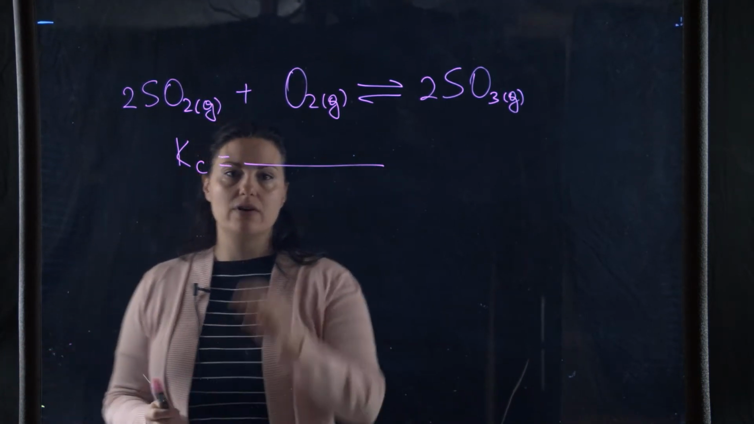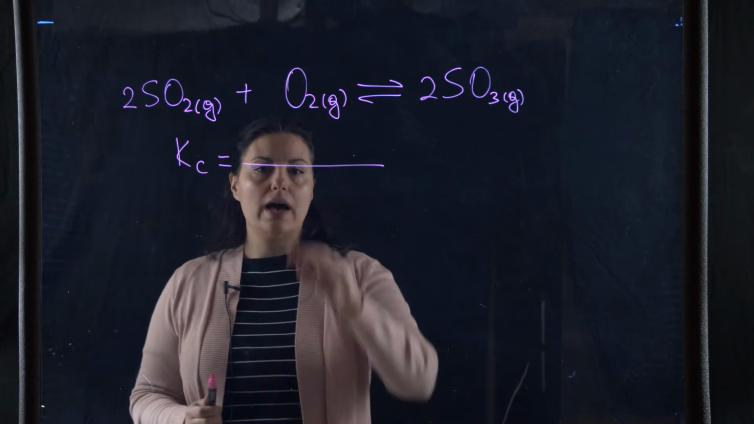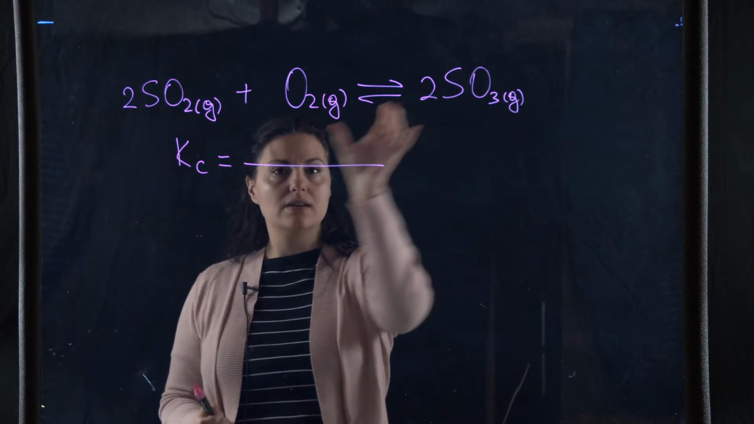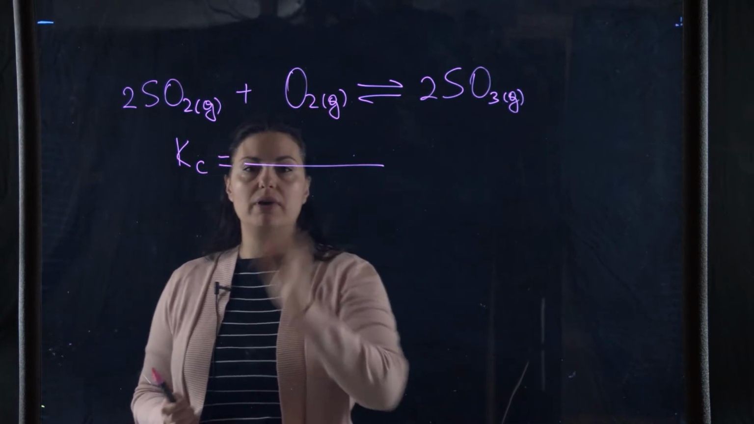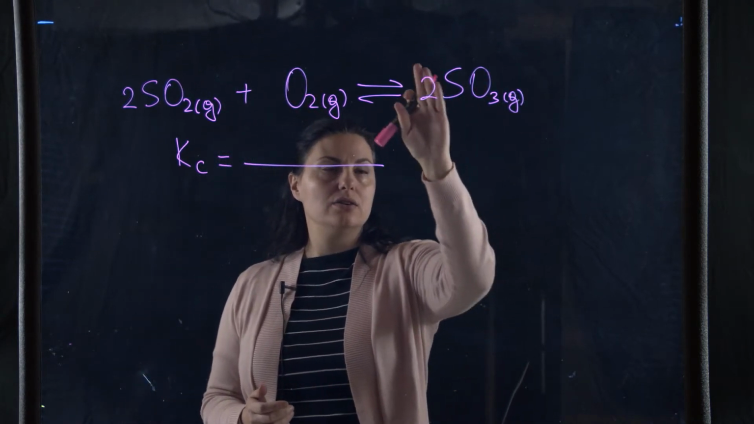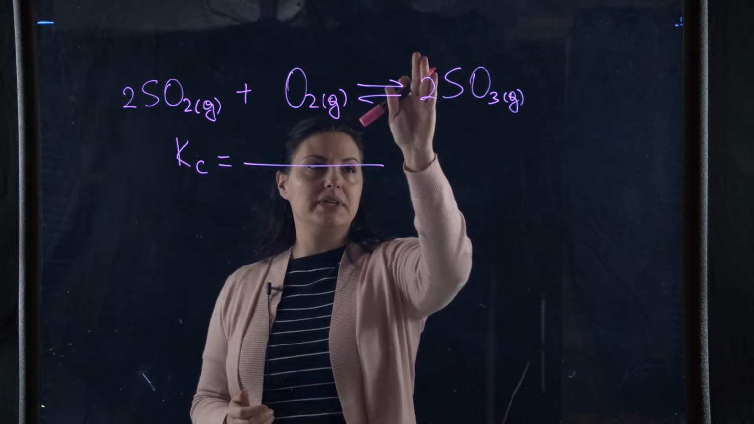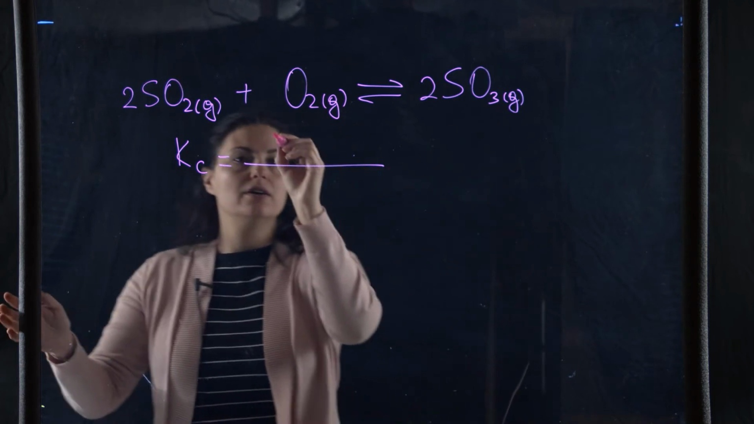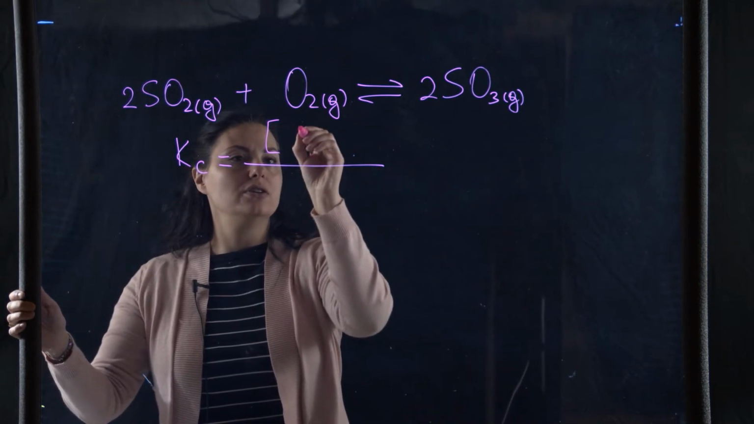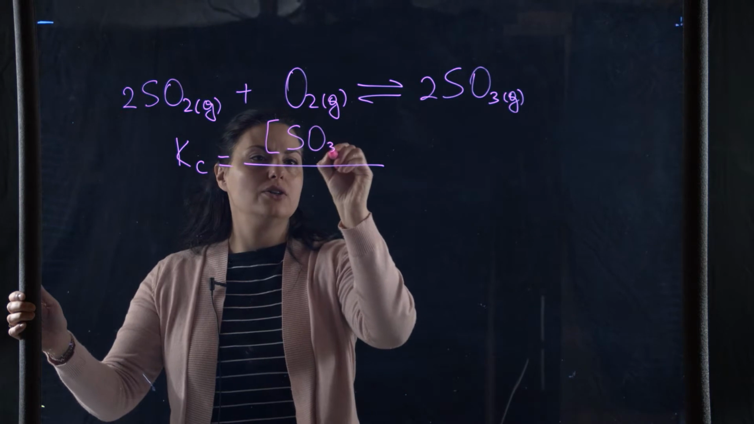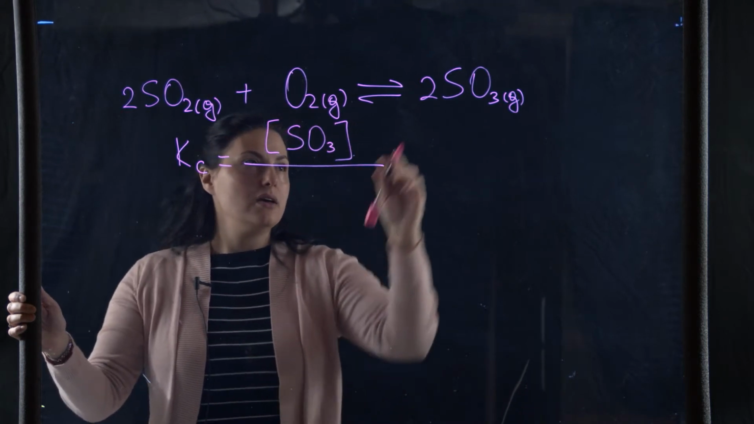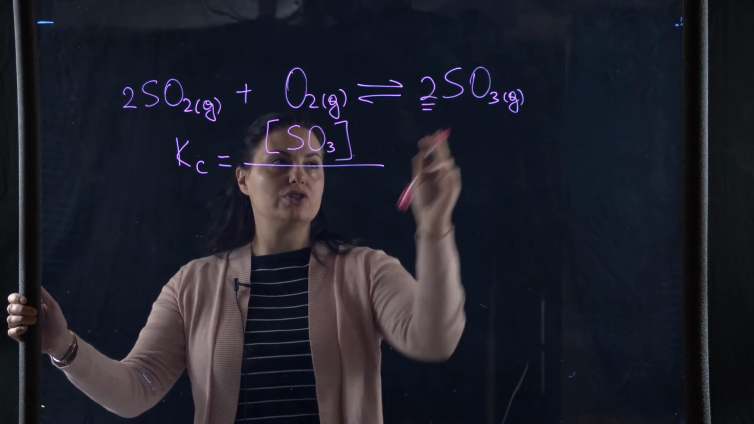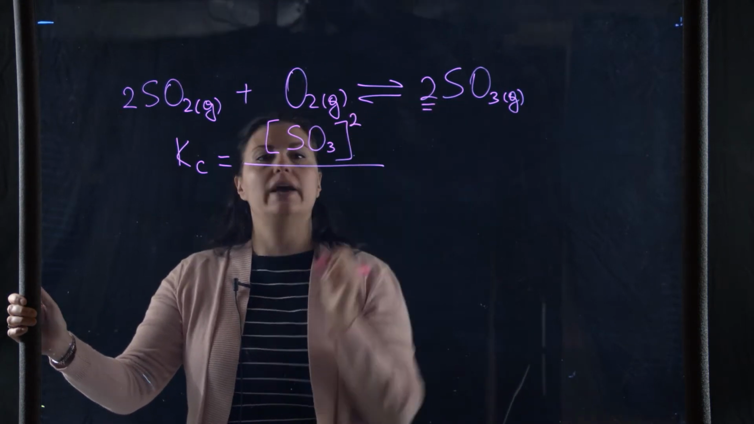I know I'll have a quotient, so I will have a fraction. The products are going to come on top, the reactants are going to be at the bottom. And do not get mixed up with the 2 right now. My only product is SO3, so I'll have the concentration of SO3 denoted with square brackets, raised to the power of 2, because that is my molar coefficient in front of SO3, squared.